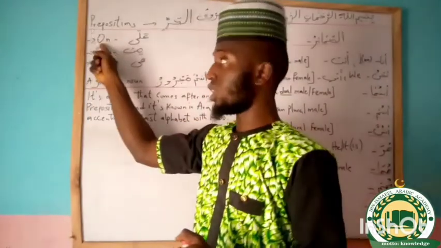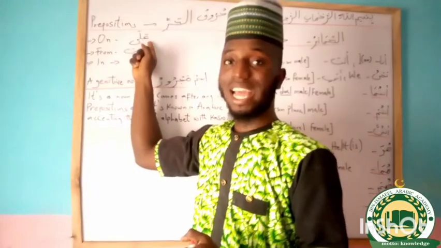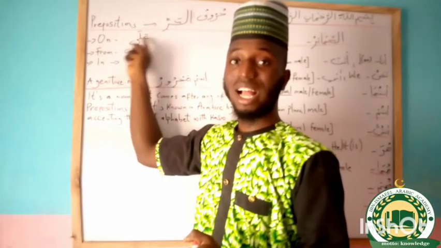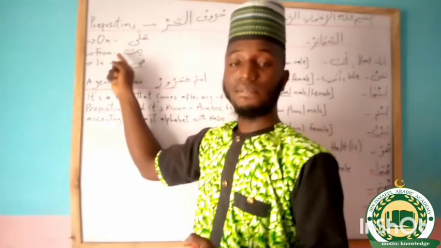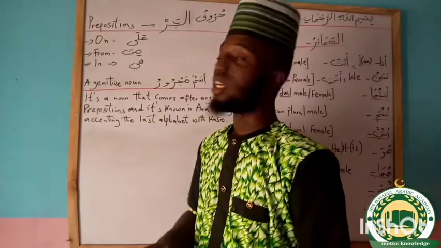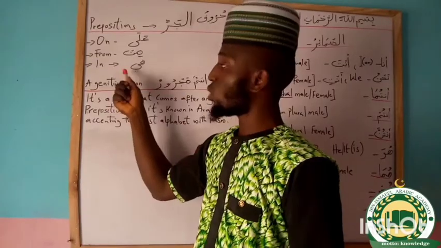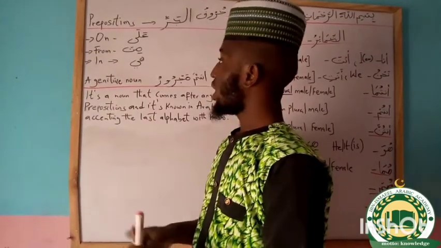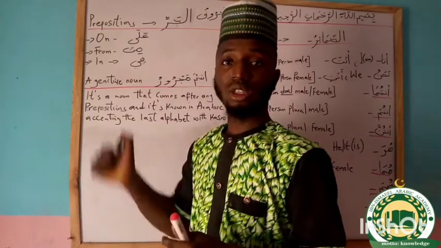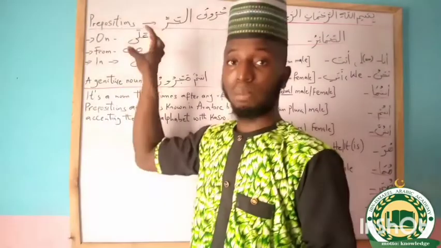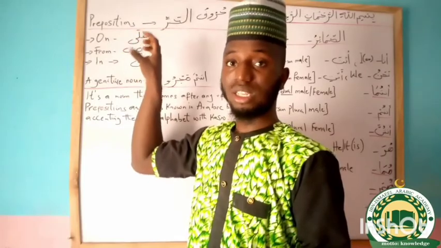We have on. It means what? Ala. From. It means what? Min. Then in. It means what? Fi. Now, those are the 3 prepositions we'll be using in our sentence.